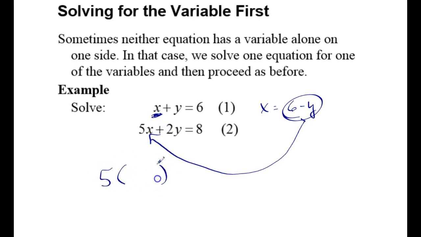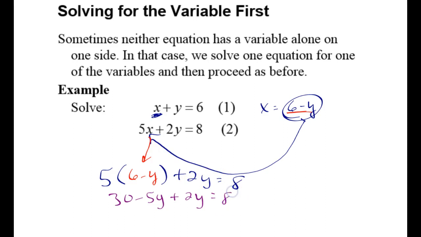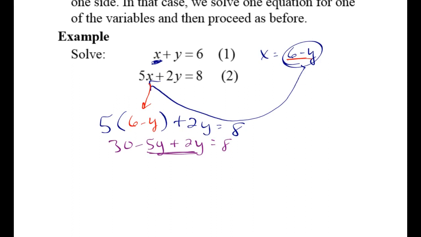So I'm going to rewrite. Notice instead of 5x, I write 5 parentheses. I would encourage you to write the whole rest of the equation so you don't forget the 8, which some students do. Then we plug in for the x. And in this case, x is 6 minus y. Let's finish this one up. This actually says 30 minus 5y plus the 2y. Notice the 5 does not get distributed to the 2y. Combining like terms, 5y take away 2y is negative 3y.